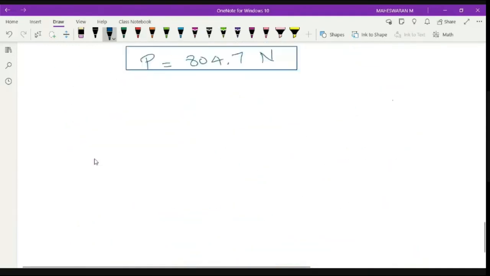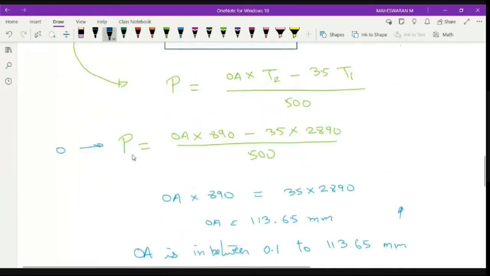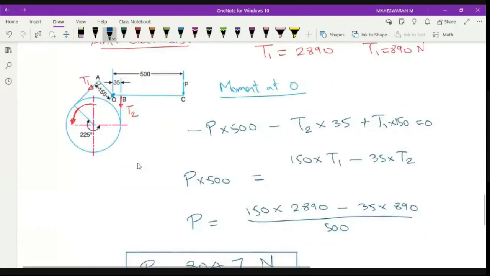Let me consider that I don't have the feasibility to change the direction of rotation of the drum. It is always rotating in anti-clockwise, but I want to get that same P value in a different way. What can you do? Change the direction of the force P.